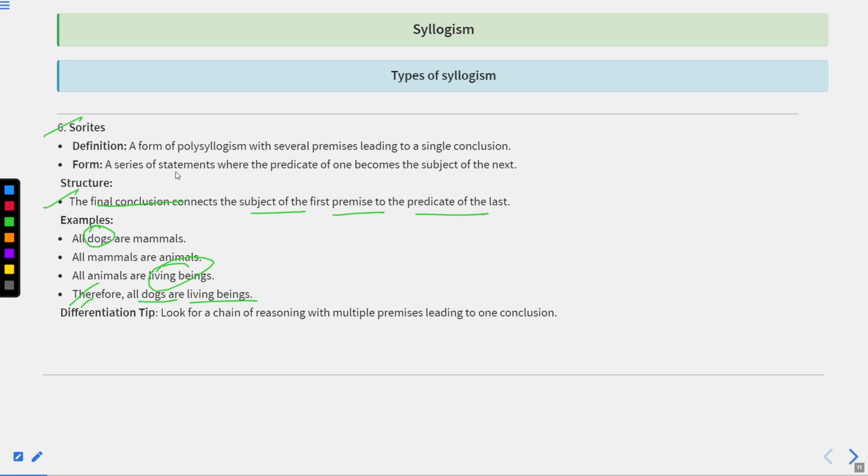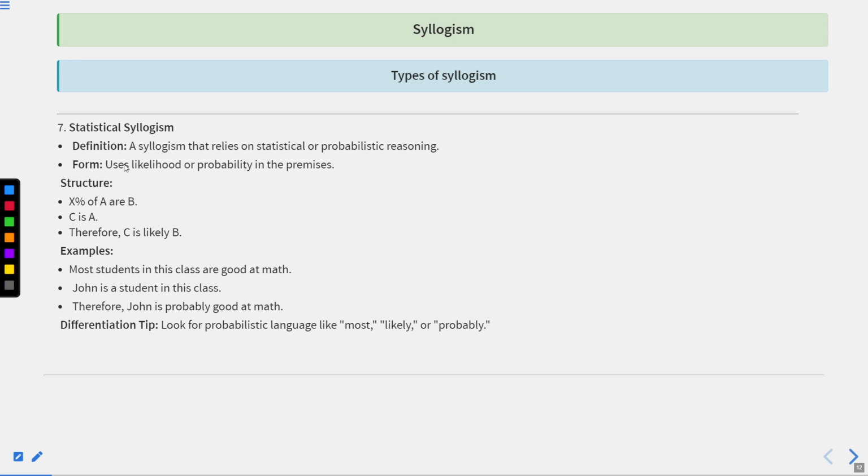Okay, this is sorites. Now, statistical syllogism, where any percentage, statistical data, reasoning or probability has been mentioned. It uses likelihood or probability in the premise. Most students in the class are good in maths. John is a student in the class. Therefore, John is probably good in maths. Now, when we say likely, mostly, probably, these words clearly suggest that it is a statistical syllogism.